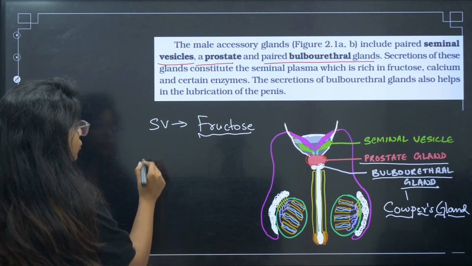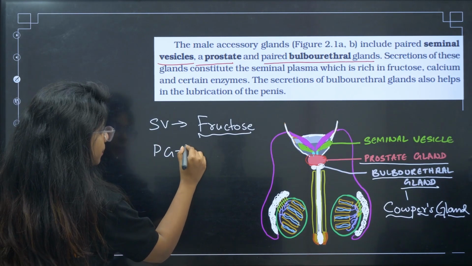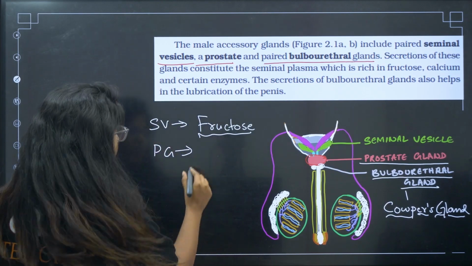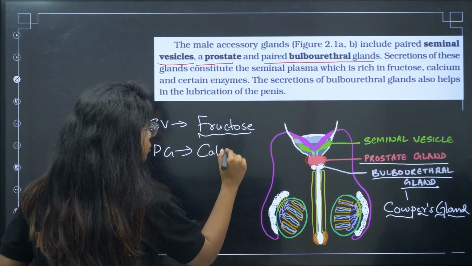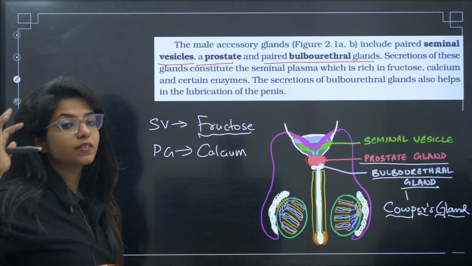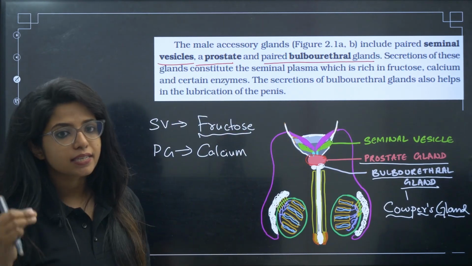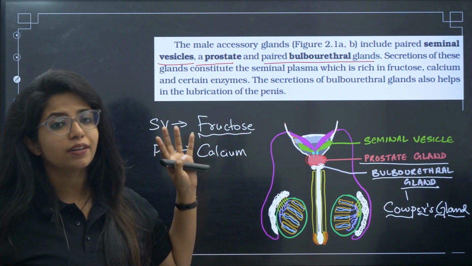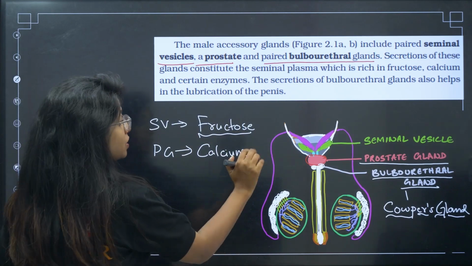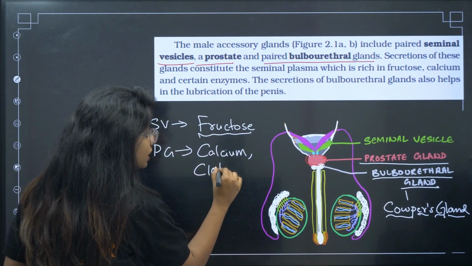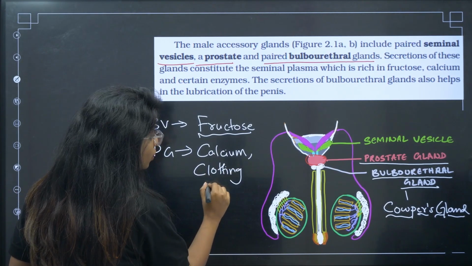Seminal vesicle. If we talk about prostate gland, it is responsible for the formation of calcium. And why do the sperm need calcium? So sperm has to basically move towards the ovum. For that it needs calcium, and also for motility, and there are so many functions lingering around calcium. Apart from that, the prostate glands are also responsible for secreting certain enzymes. What do you call these enzymes?